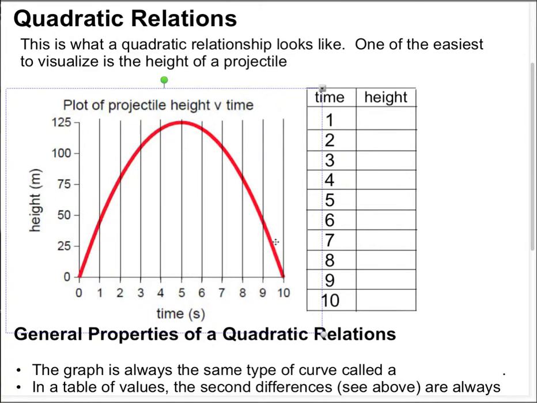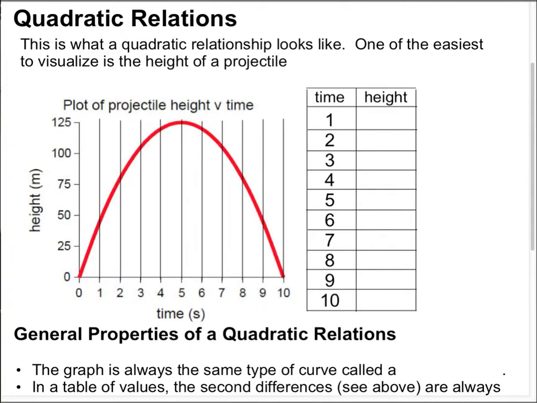And that is sort of the whole mantra here for quadratics, is that it first goes in one direction and then it gradually changes over and goes the opposite direction. So here we have the height of a projectile versus time. So I'm going to try and transfer this graph into a table of values. So the first thing I'm going to do is pick some points here.